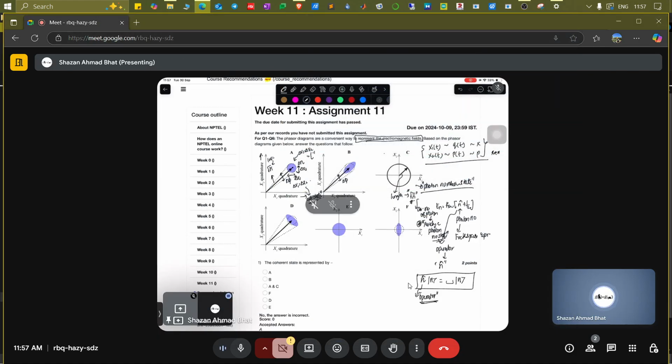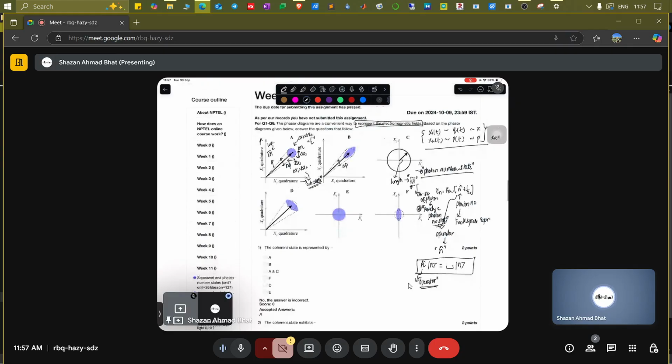So this is a minimum uncertainty state. Now, what happens if you go on squeezing it in this direction? That means you have squeezed it in this particular direction, and you have elongated it in this particular direction. Now you see that this phasor, this vector, which is basically representing the average photon number, the square root of n, the uncertainty in it will go on increasing. Why? Because now this arrow will get elongated.